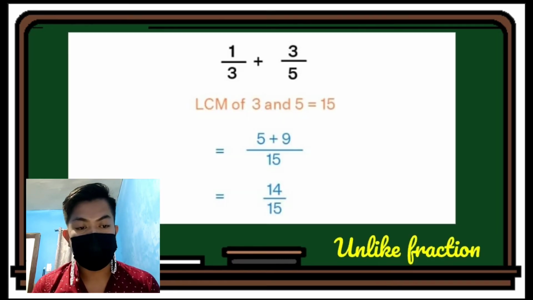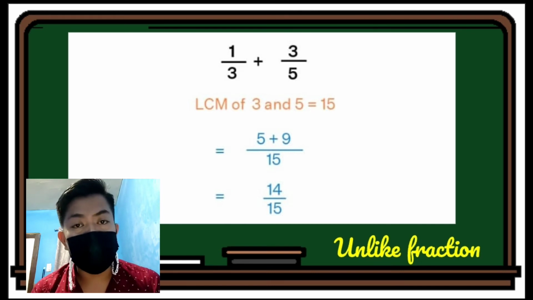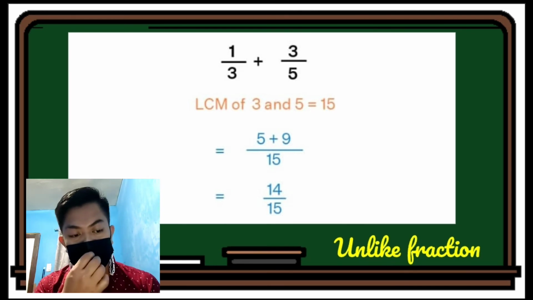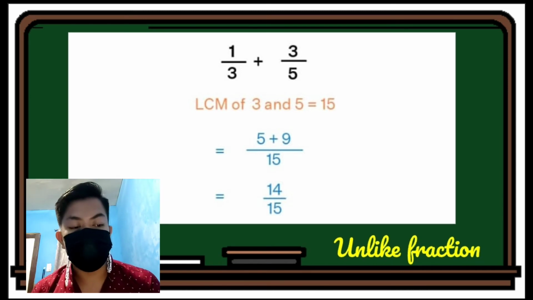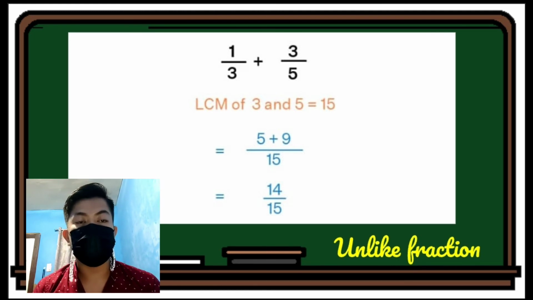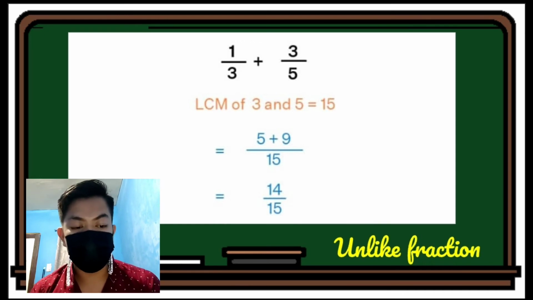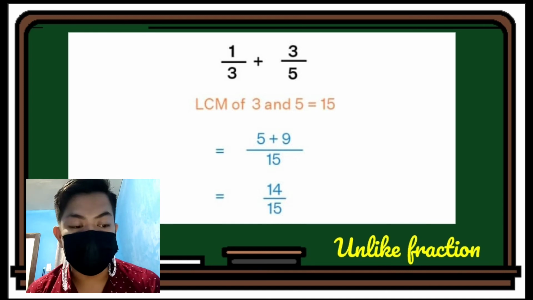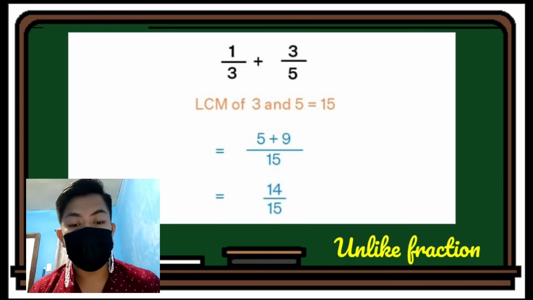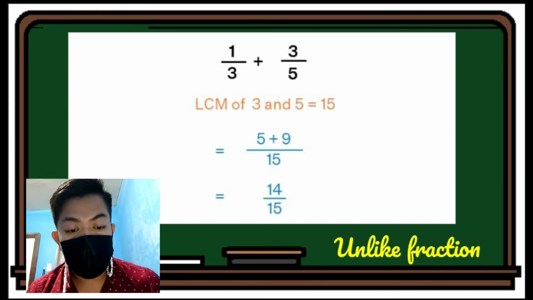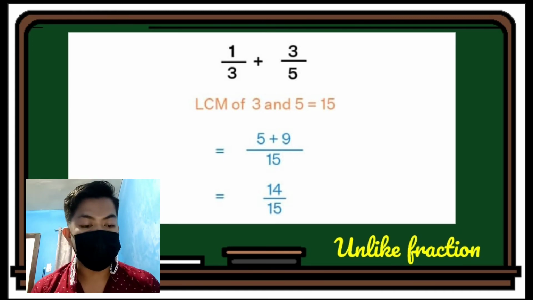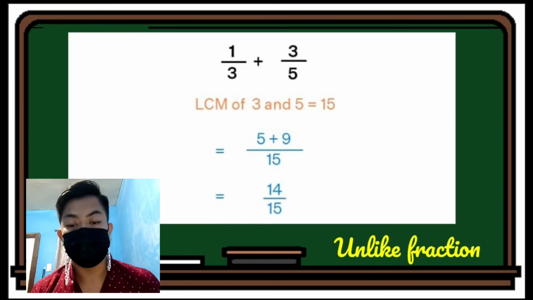The second example is unlike fractions. Now let us understand how to do the addition of fractions with different or unlike denominators. When the denominators are different, the fractions are called unlike fractions. In such fractions, the first step is to convert them to like fractions so that the denominator becomes common. This is done by finding the least common multiple, or LCM, of the denominators. Let us understand with the help of the following examples.